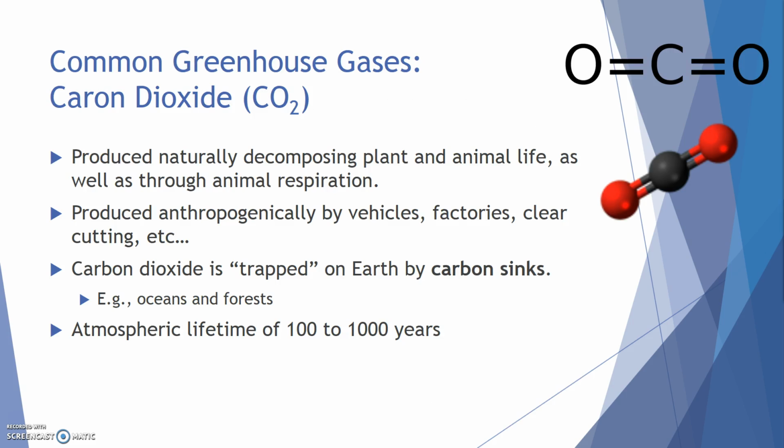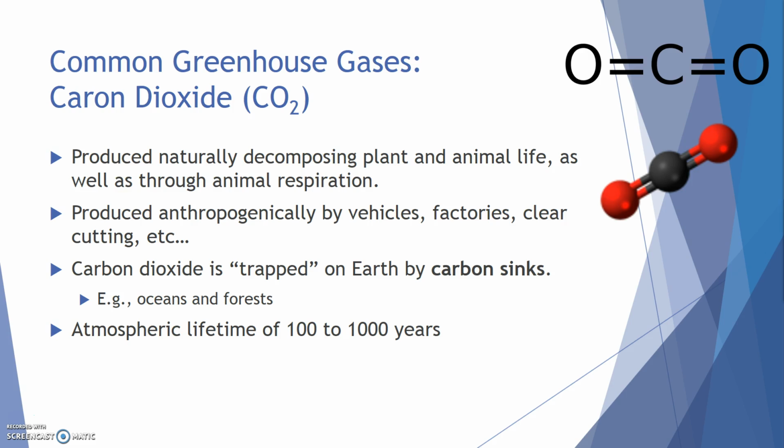So carbon dioxide is a relatively famous gas now. It's produced naturally by decomposing plant life and animal life, as well as through animal respiration. So we know that all animals exhale carbon dioxide. It's produced by humans, more specifically through vehicles, factories, and clear cutting of trees, and these are kind of the problem areas. It's trapped on Earth by what we call carbon sinks.